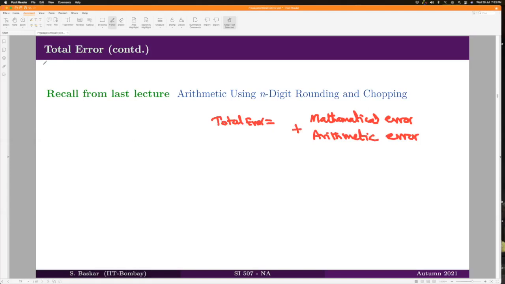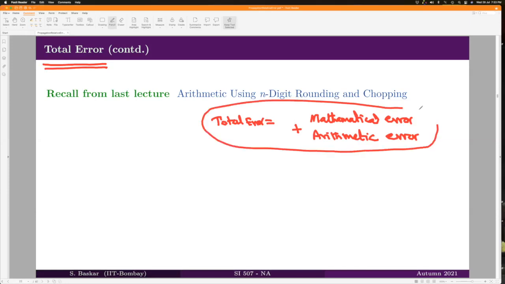But the total error that I am going to talk about now is different from what we will be defining more precisely later when we are doing different methods. Let us see what is the total error that we are going to see now.